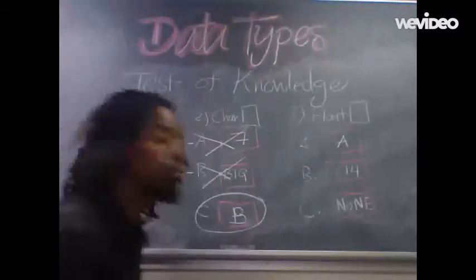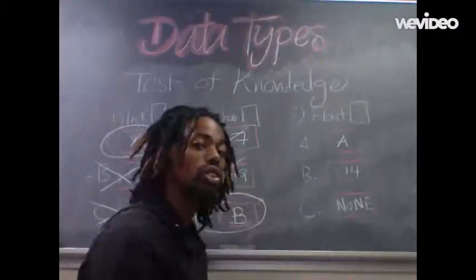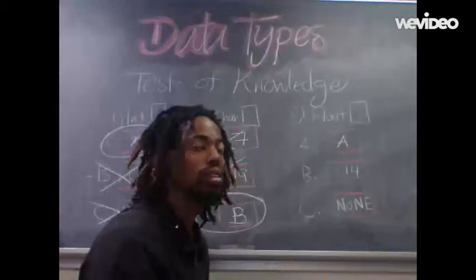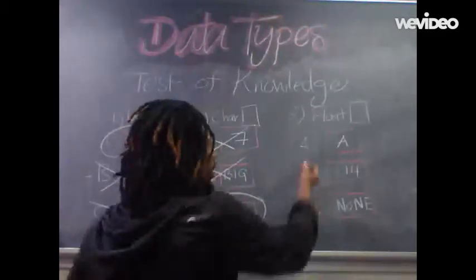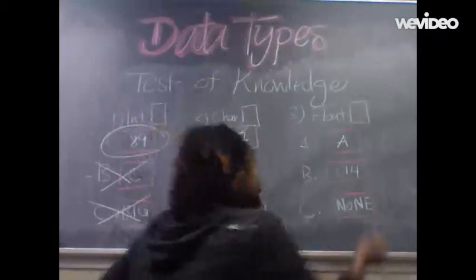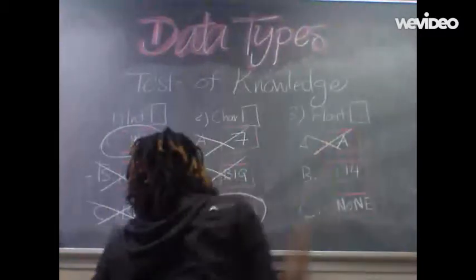Now let's go to a float. Float is an integer with a decimal place. So let's start with A. A is A, which is a character. So that will not be happening.